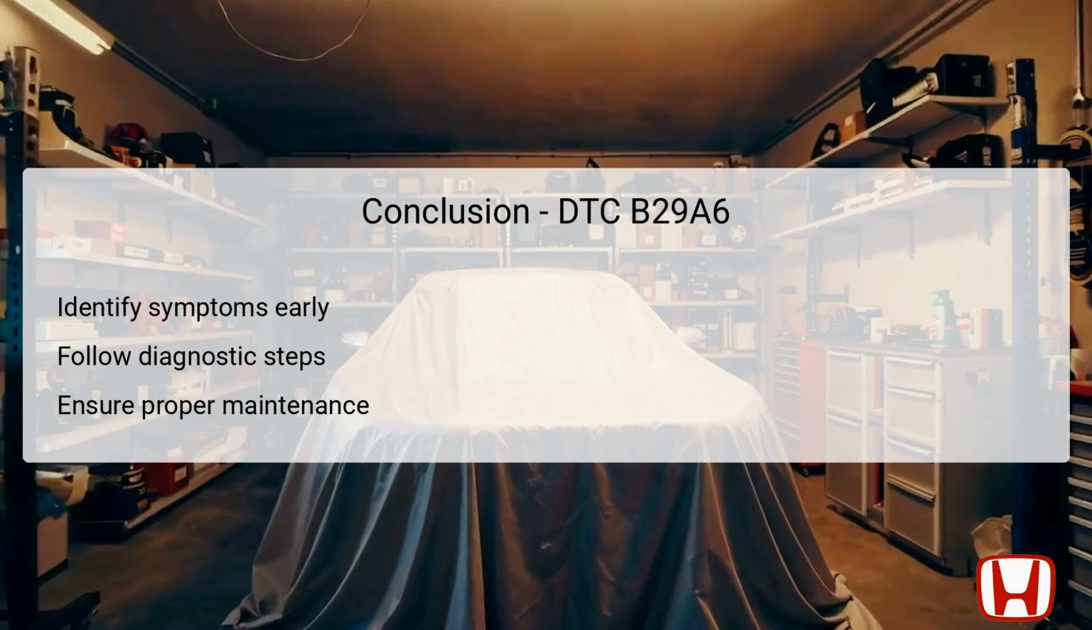In conclusion, diagnosing and addressing DTC B29A6 related to the open circuit in the rear mode control motor circuit is essential for maintaining the functionality of the Honda Accord's climate control system. Recognizing symptoms early allows for quicker interventions, thereby minimizing downtime and repair costs. Adhering to the outlined diagnostic steps ensures that technicians cover all possible causes methodically, ultimately leading to accurate repairs.